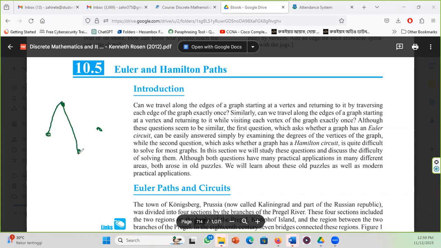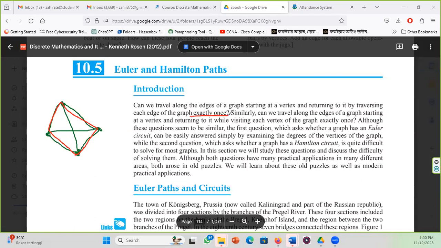Can you tell me what type of graph it is? Directed graph. Okay, directed graph or wheel graph, anything. So it is told there you need to start from this point, then you need to travel through other nodes and return to the original node, but you need to travel exactly once.